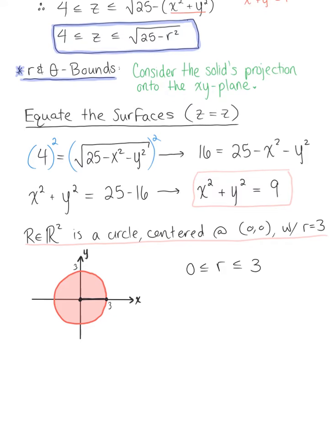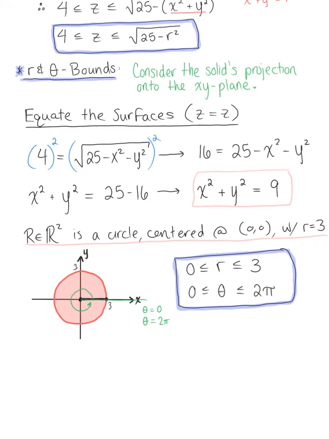So r is greater than or equal to 0, less than or equal to 3. And then thinking about our theta bounds, the x-axis represents the ray where theta is equal to 0. Rotating in a counterclockwise direction around the circle, we're back where we started, where theta is 2 pi. So a complete circle lets us know that theta is greater than or equal to 0, less than or equal to 2 pi. And we have everything that we need. Woohoo! We're ready now to set up the volume integral.